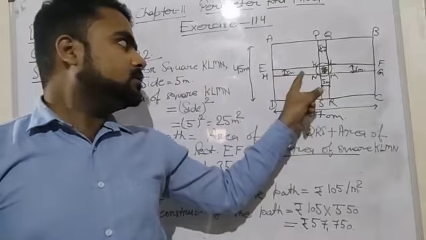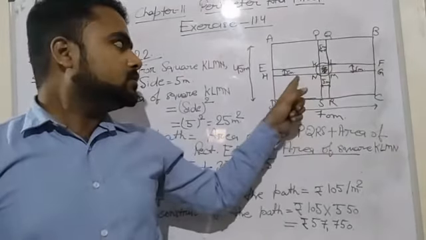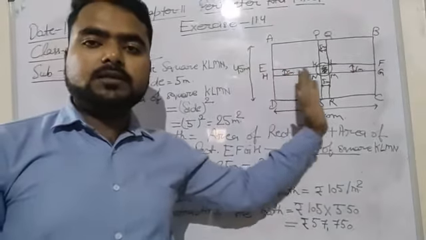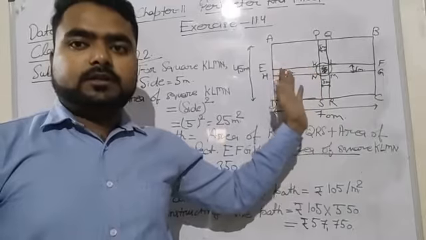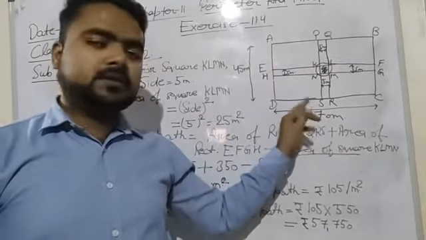Now we have to find the area of rectangle EFGH. For that we have to find its length and breadth. So the width of rectangle EFGH is 5 meter, and the length is equal to the length of rectangle ABCD, that is 70 meter.